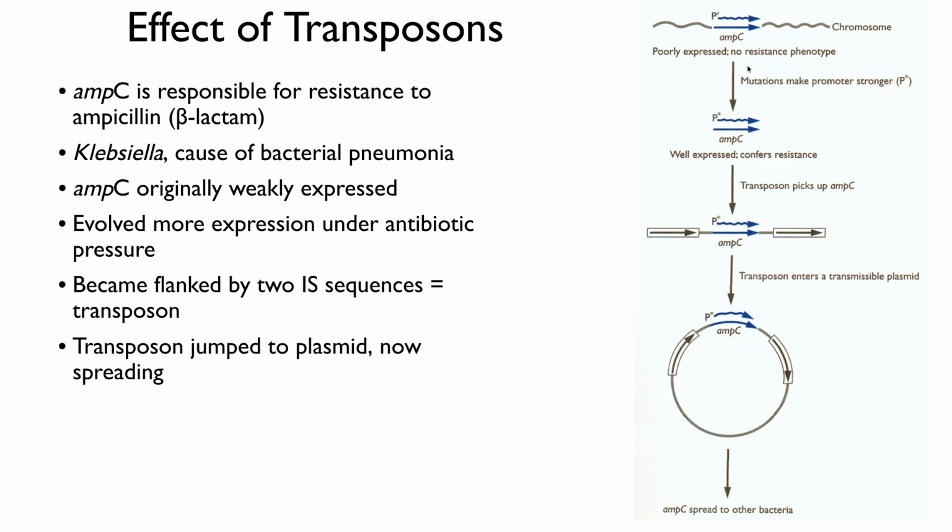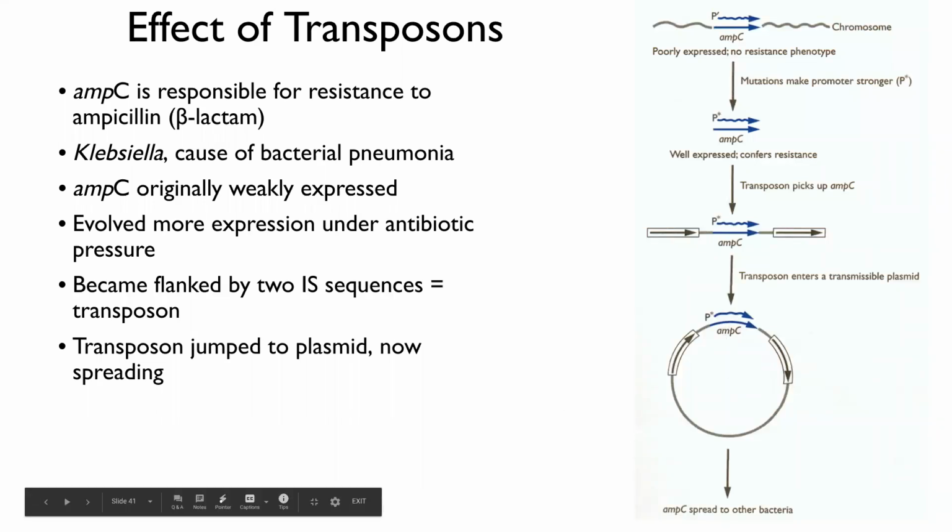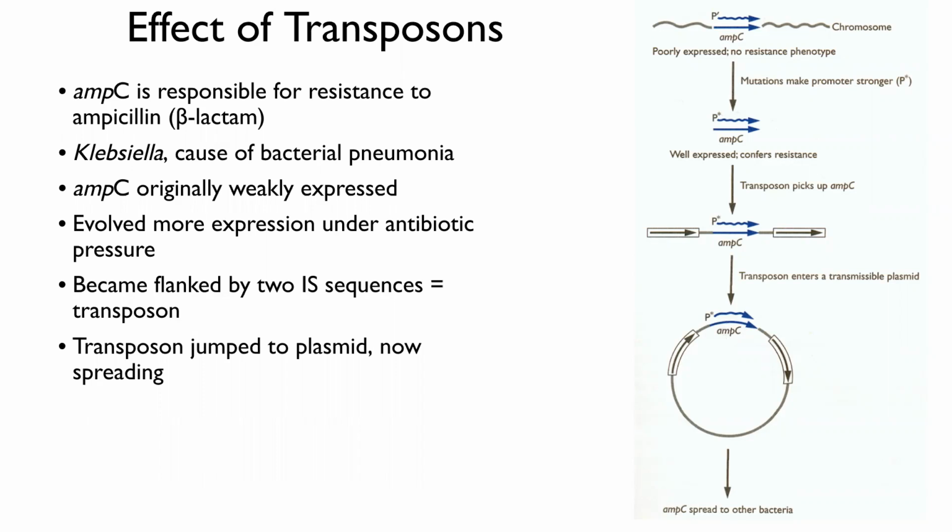Now, the bacteria can have mutations that make the promoter of this gene, so what tells the gene to be transcribed, stronger. Well, when it's well expressed like this, it confers resistance. And once it's well expressed, a transposon can actually pick up AMP-C, and that can cause it to enter a plasmid. And once this enters a plasmid, it can then be transferred to other bacteria via conjugation or picked up directly from the environment. So again, similar structure, but you can essentially change a gene by just modifying slightly its genetic structure. It's kind of a weird thing, but it's a really common thing observed in our microbes.